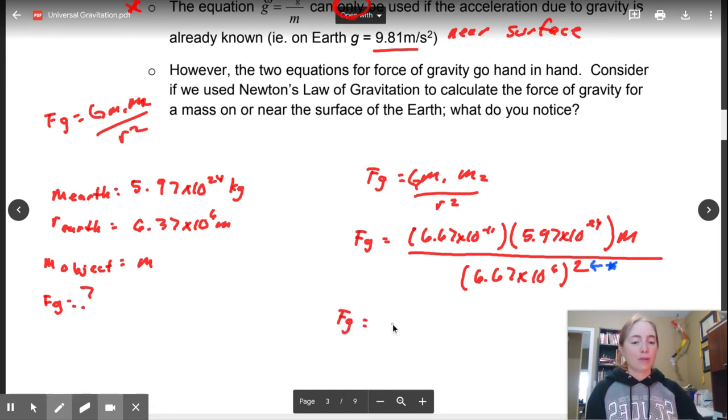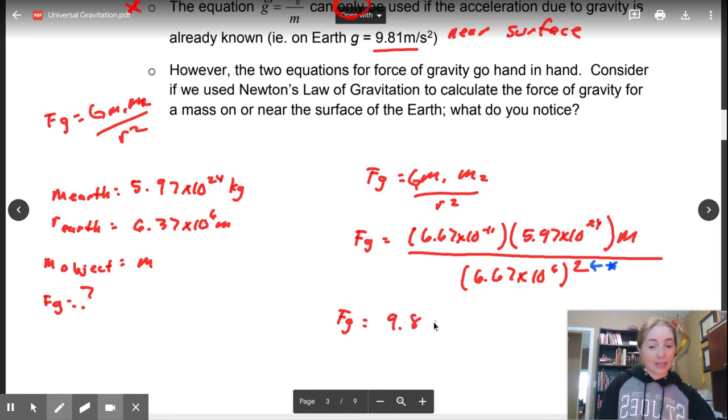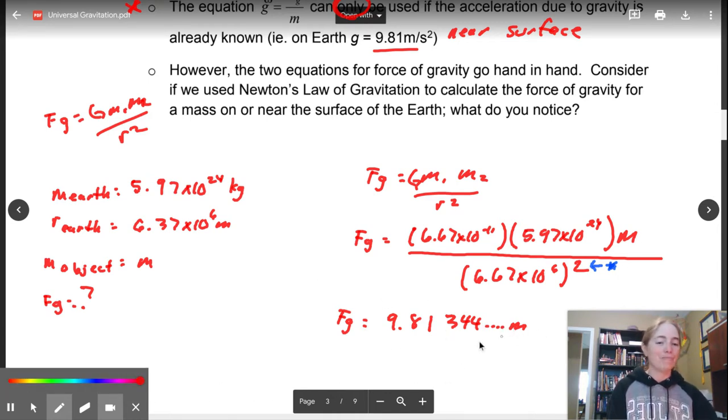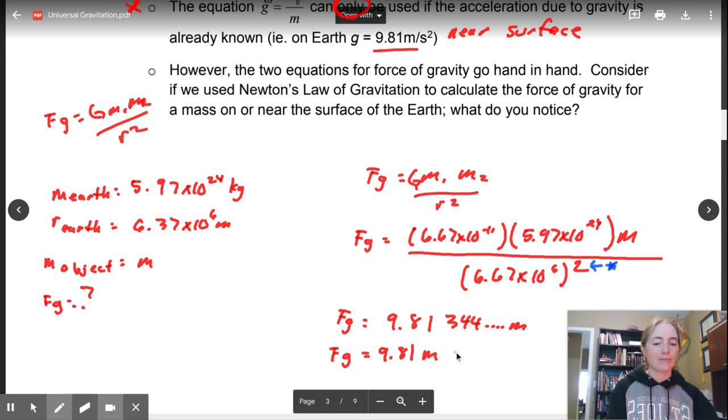So ladies and gentlemen, plonk this in your calculator. And guess what? We get 9.81344 meters per second squared, times m. So let's rewrite this. 9.81 times m newtons. Looks pretty familiar, hey?